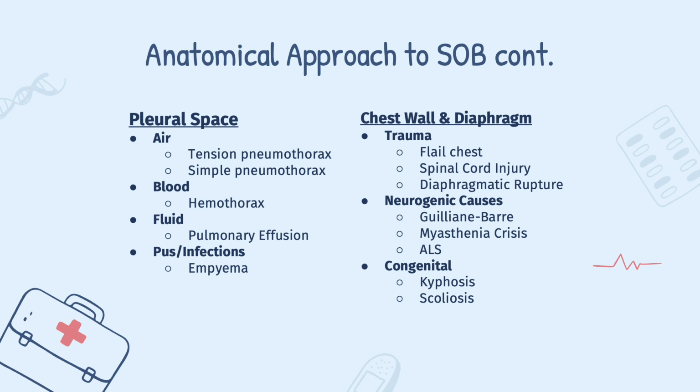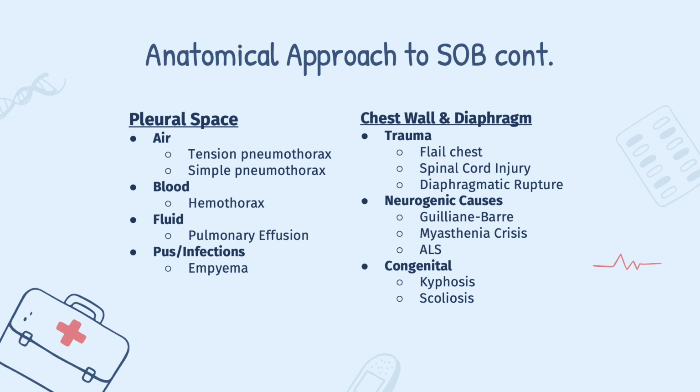Next, we'll think about the chest wall and the diaphragm. So, do I have a trauma patient? Flail chest, if you get to see this in the emergency department, it is not great for our patient, but actually kind of super interesting to watch what happens with the flail chest. I could have a spinal cord injury patient where they're just not able to move air because of paralysis of that diaphragm. I could have a rupture of the diaphragm.